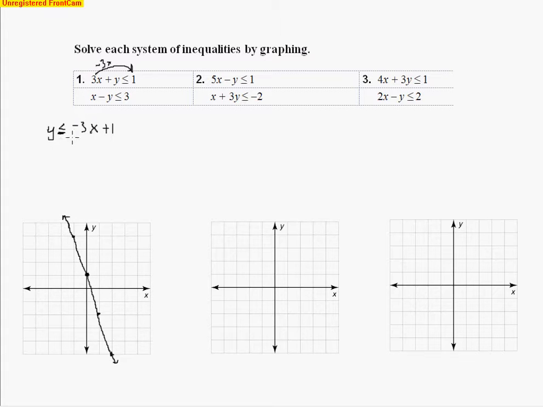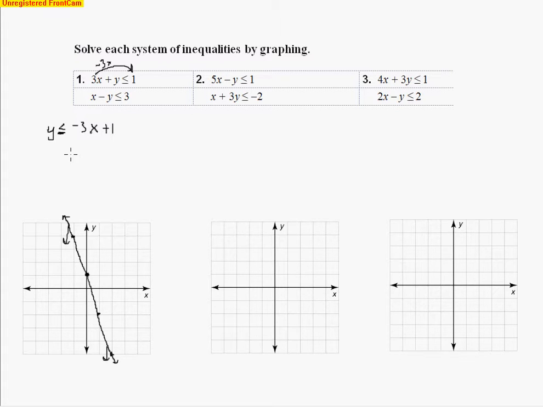Now I look to see which way I shade. It shows y is less. Less means down. It means smaller values. So all I do is put some arrows in the direction that I would shade on both sides of the line.